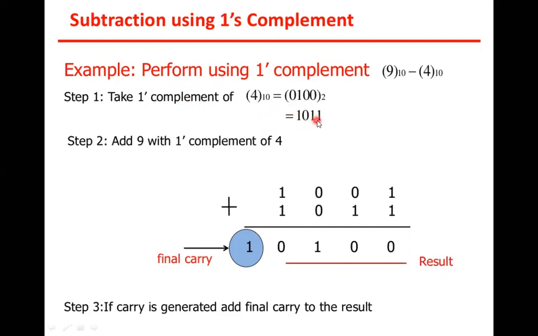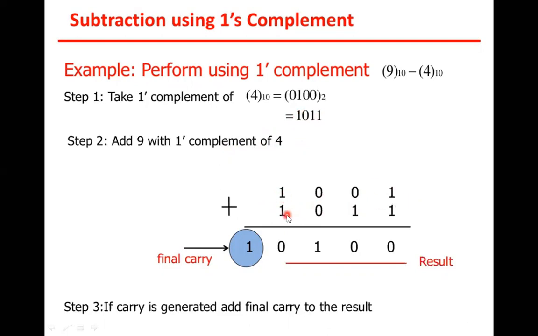Now what are we doing? Add 9 with the ones complement of 4. 1001 is the binary equivalent of 9, and to this we are adding the ones complement of 4, which we have written already here. So directly we are adding the ones complement of 4, 1011, to the number 9. This is the binary equivalent of 9. So what is the question now?